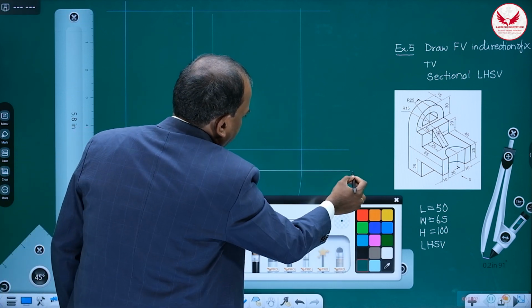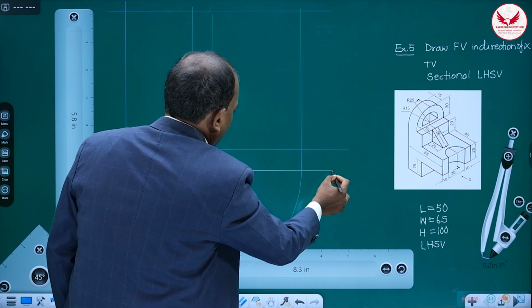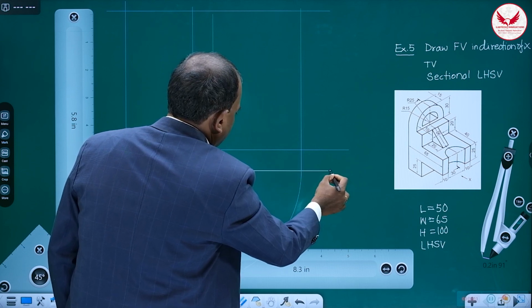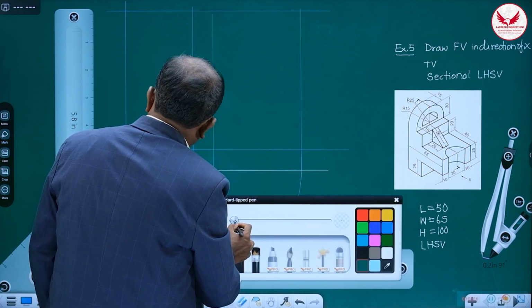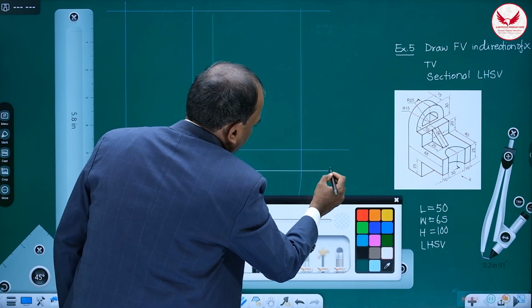Always keep everything symmetric. Whatever we have taken on the left hand side, the similar thing will be on the right hand side. And give the name Y for this.